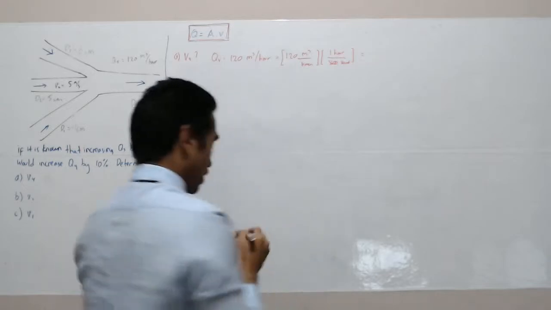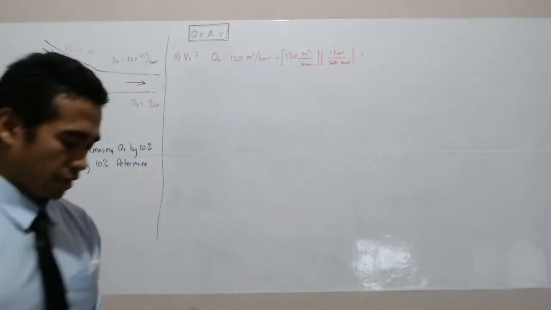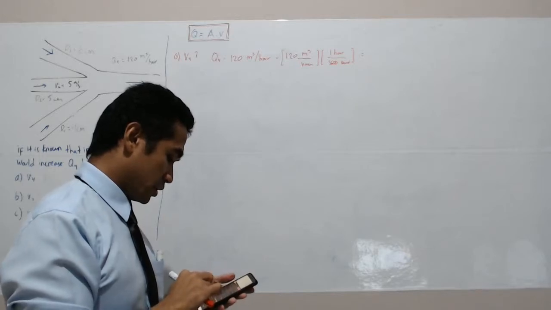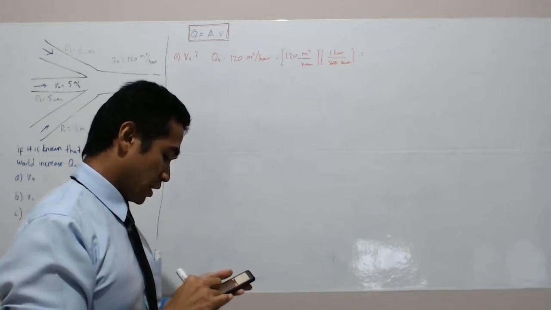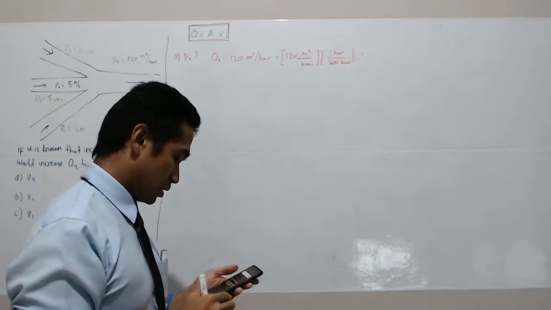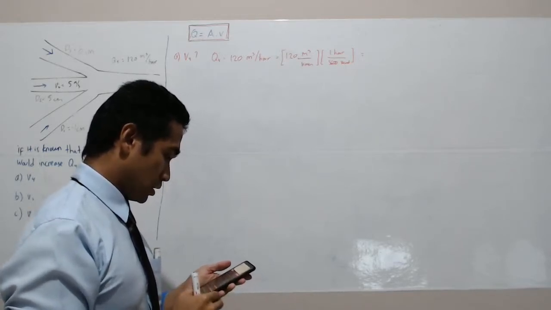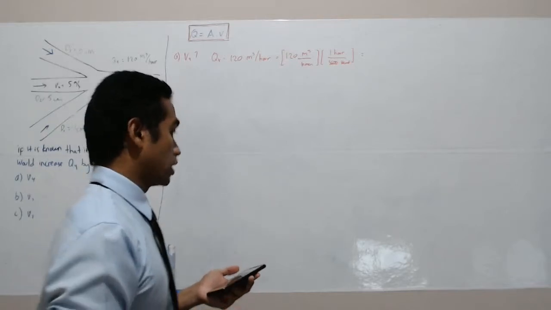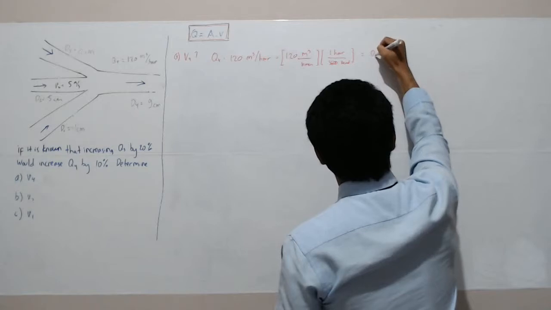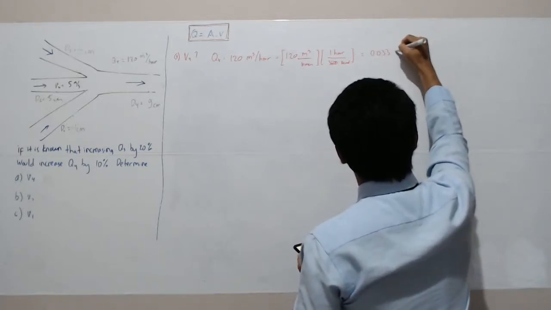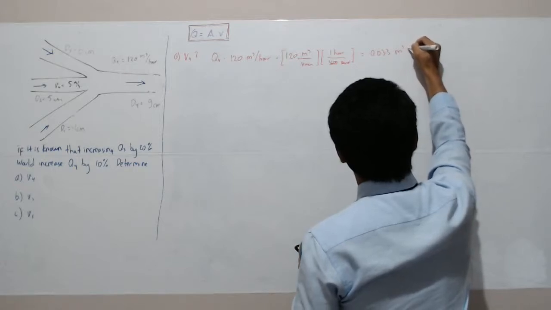So let me take my calculator. It's just 120 divided by 3,600, so it's actually 0.033 cubic meters per second.